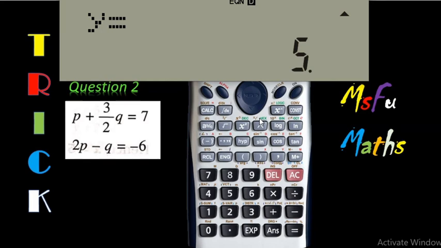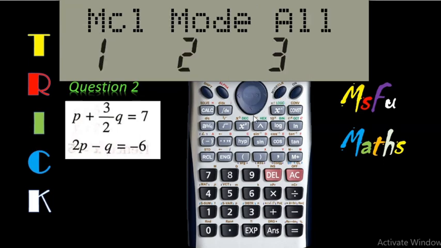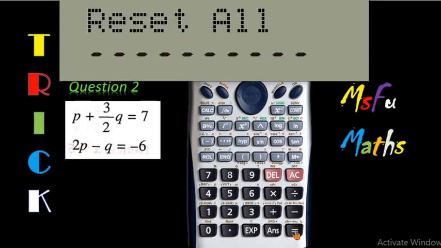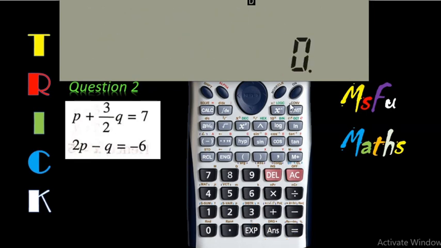Maybe in my next video, we will learn how to solve simultaneous equations by using the algebraic methods, which are the elimination and substitution methods. Okay, everyone, let's reset our calculator again. Shift, mode. Reset everything, all. So press 3. And then you turn off your calculator.